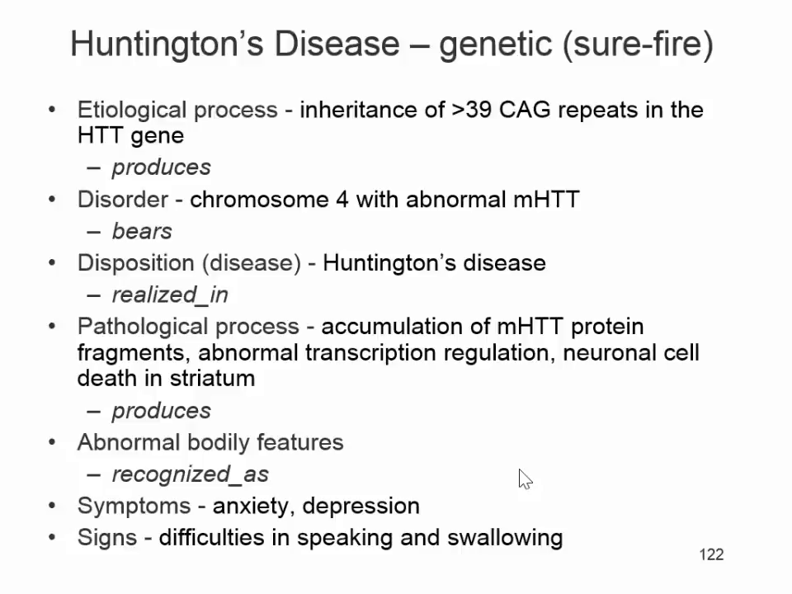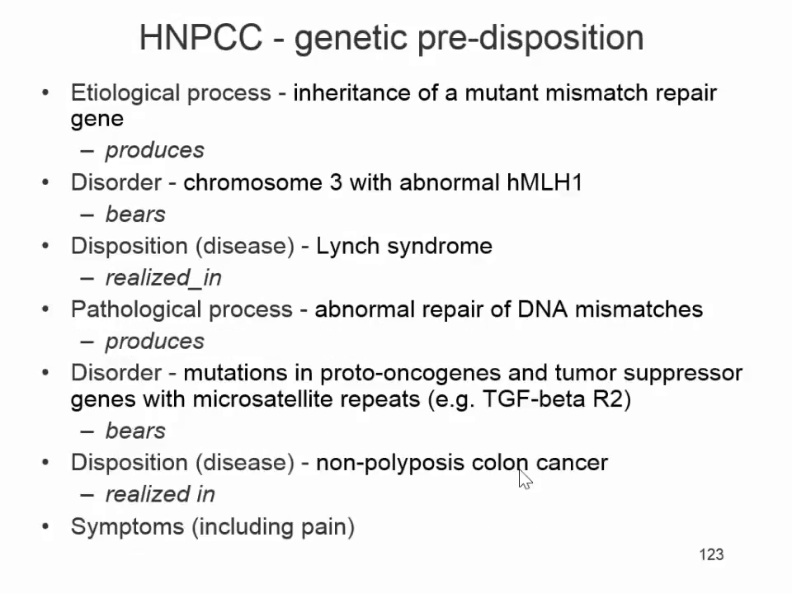Then HNPCC is a genetic predisposition which is not surefire. In other words, you can have it without ever getting the ultimate disease. And here we have a two-stage process. So the etiology is a certain inheritance of a mutant gene which produces, again, a chromosomal abnormality which bears the disease called Lynch syndrome, which is realized in a pathological process of abnormal repair of DNA mismatches, which produces a disorder which is mutations in these things, which bears the disposition which is colon cancer. That is a predisposition to getting colon cancer.